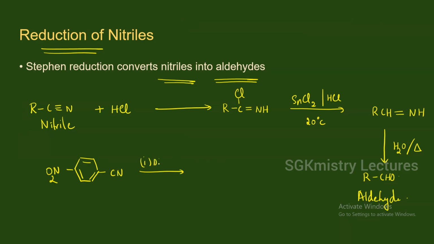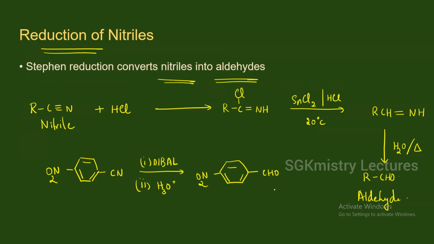So if you take DIBAL here and acid hydrolysis, just imagine what the product formed is. We have just discussed DIBAL. DIBAL can also reduce the CN group. So you're going to get the aldehyde. This NO2 remains as such. DIBAL is more specific, so here only the CN group is reduced to aldehyde. And yes, this is the product that we get. So this is with respect to the reduction of nitriles, where the nitriles are reduced to the aldehydes.